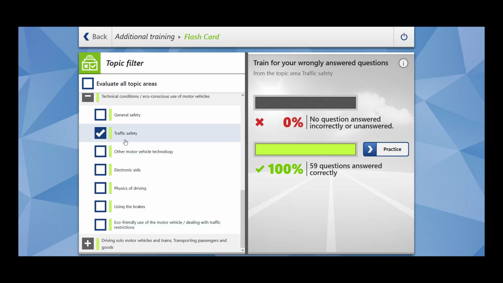In today's video, we are going to cover traffic safety. Traffic safety consists of 59 questions. It's not possible to cover 59 questions in a single video, so we are going to do them in parts. This topic, traffic safety, falls under the main topic of technical conditions, eco-conscious use of motor vehicles.